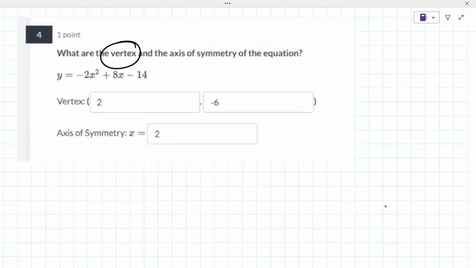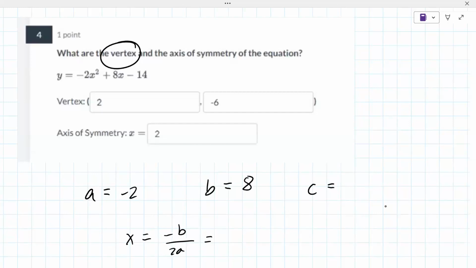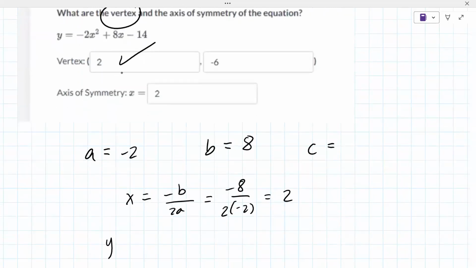The vertex, just like we did before, you have to identify A, B, and C. A is -2 and B is 8. And your x coordinate of your vertex is minus B over 2A. And so you have successfully found that the x coordinate is 2. To find the y coordinate, you have to put 2 back into the equation. Y is -2 times 2 squared, plus 8 times 2, minus 14.